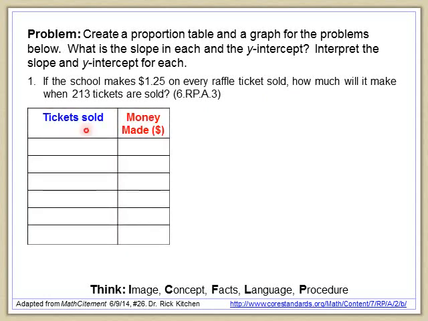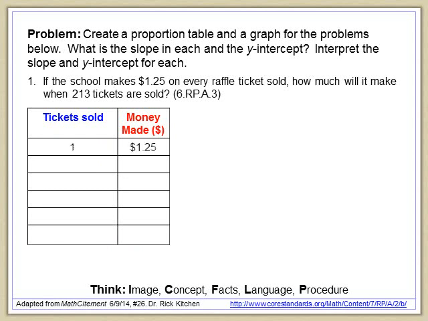When students write these tables, please be sure to insist that they put clear headers above each one of their columns, including the units. So tickets sold here implies number of tickets. They could even be more specific and put number of tickets sold, but we know what's in this column, and money made is dollars. Generally speaking, we put the independent variable, the x variable, the horizontal variable, in the first column, and the y variable in the second column, the dependent or vertical axis variable. That's not crucial. There's no law that says we have to do it that way, but if we're consistent, then students will tend to get in the habit of doing it.